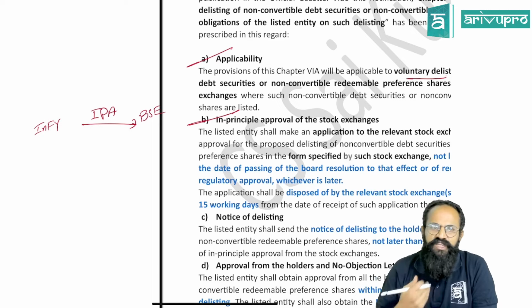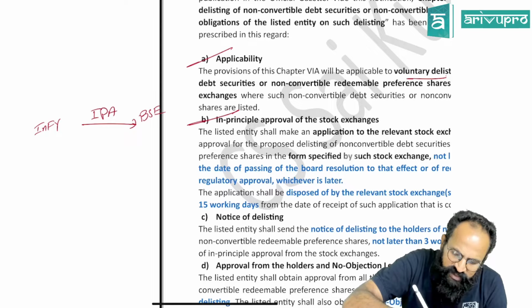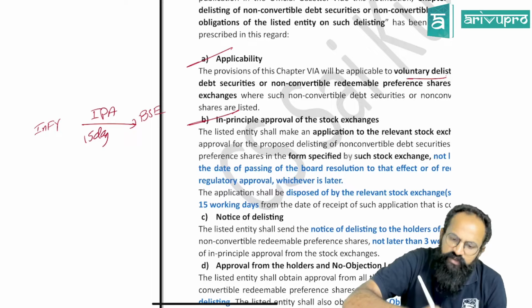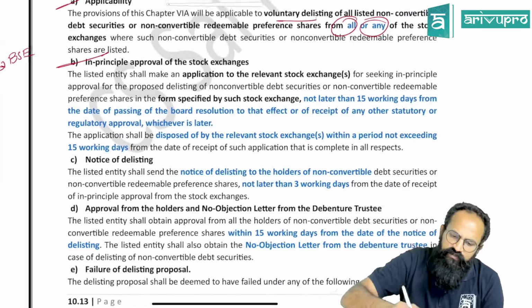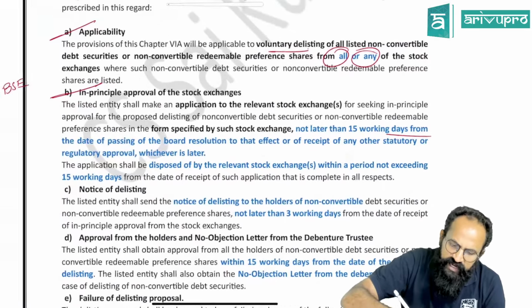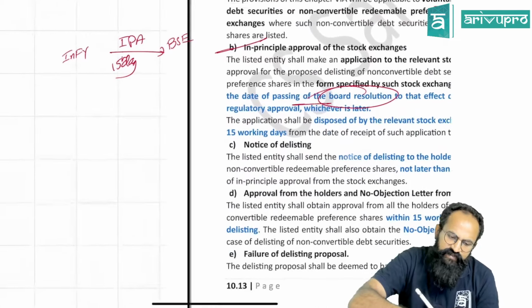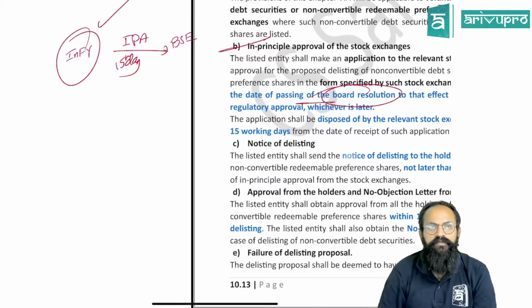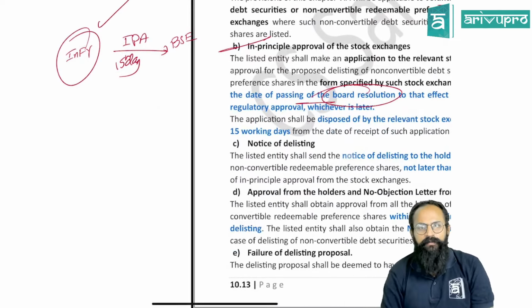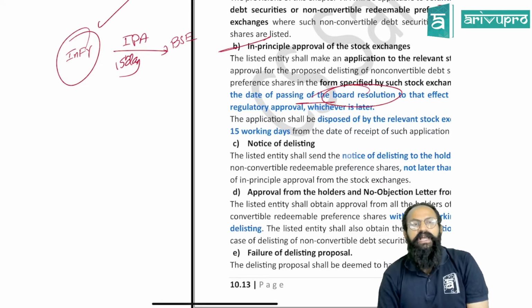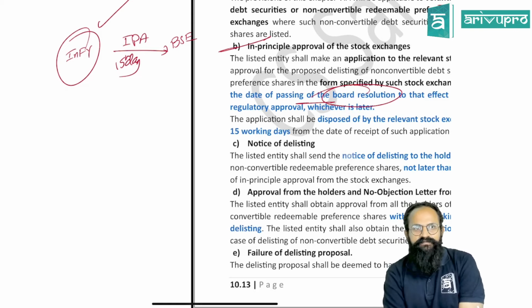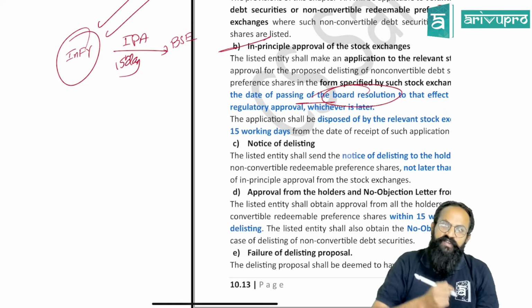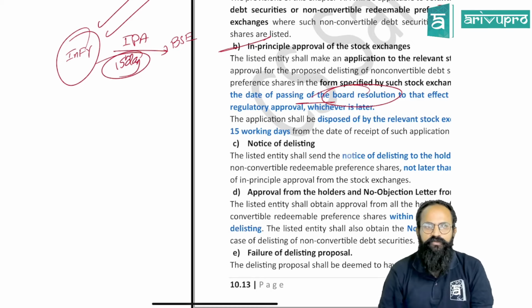Sir, within how many days? You need to apply within 15 working days from the date of passing of the board resolution, whenever the company decides to do so. Or imagine I am an insurance company and I want to delist; I also need to consult my regulator, IRDA. Whenever IRDA confirms, within 15 working days from that, whichever is later.